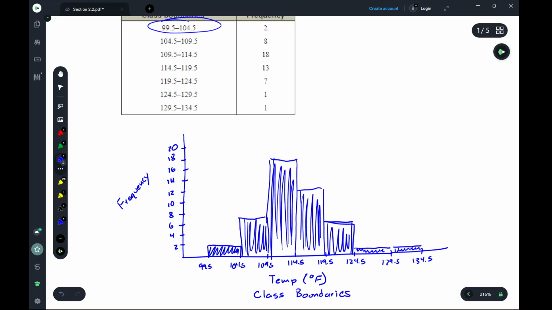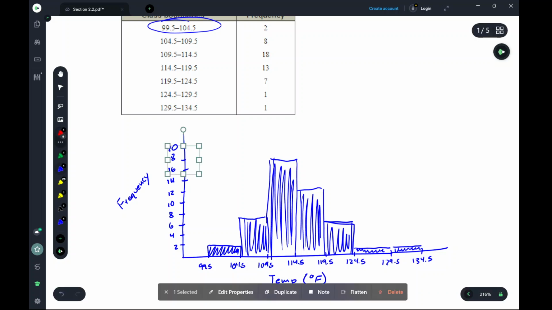So what has this done? Well, it's given me a visual representation of what my data looks like. In the next chapter 3, we're going to be drilling in more on measures of center and measures of spread. But this visual already gets us a good idea of center and spread. The vast majority of states have a max temperature somewhere between 109.5 and 114.5. But even though that's the majority of states, we also have states that go down as low as 99.5 and as high as 134.5.